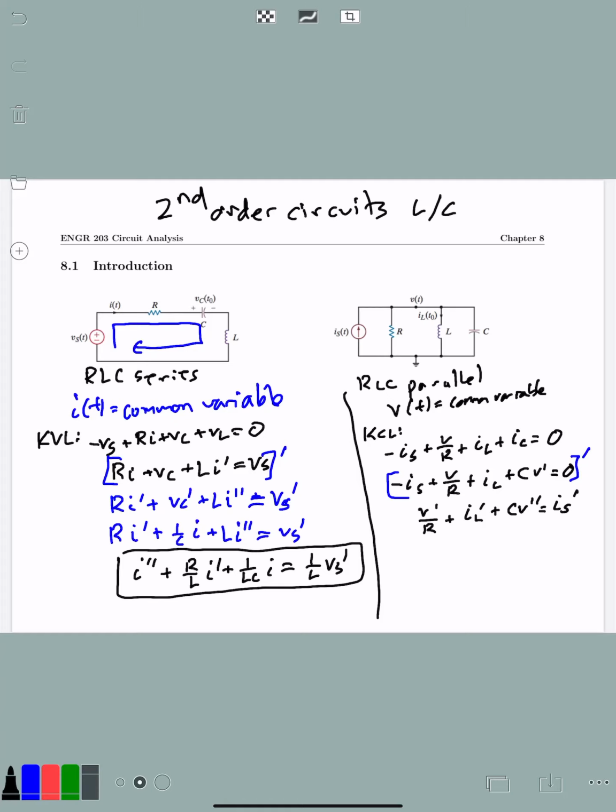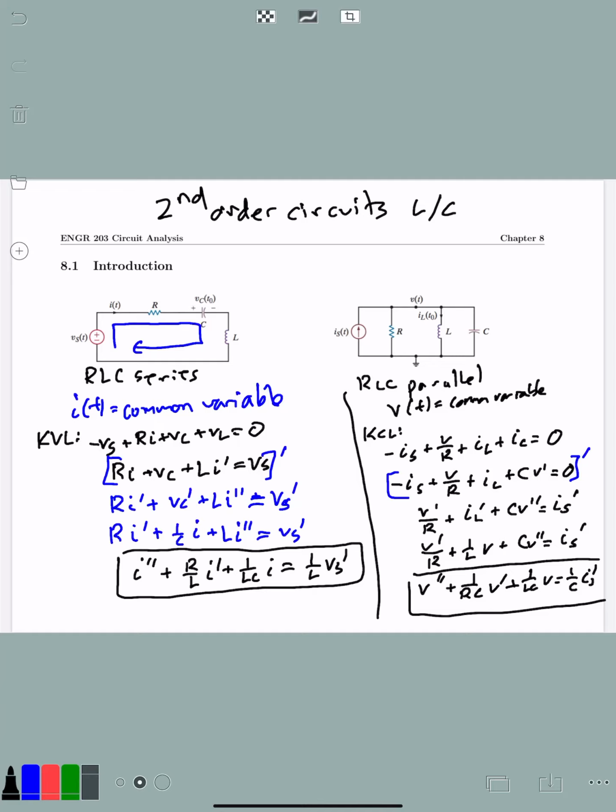And we know that the derivative of the current is 1 over L times the voltage for an inductor. It's I_S prime here. And so rearranging, dividing by C, we'd have V double prime plus 1 over RC V prime plus 1 over LC V equals 1 over C I_S prime. And this would be your standard differential equation you would use for any RLC parallel circuit.